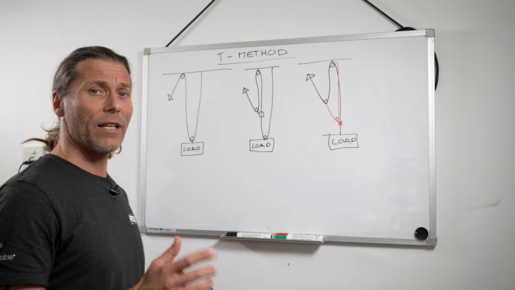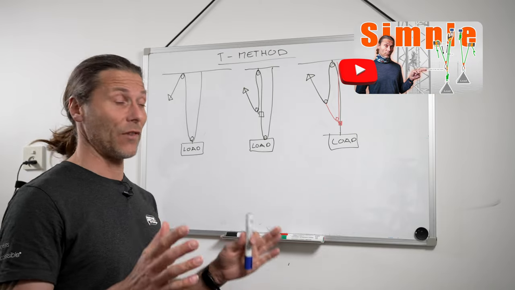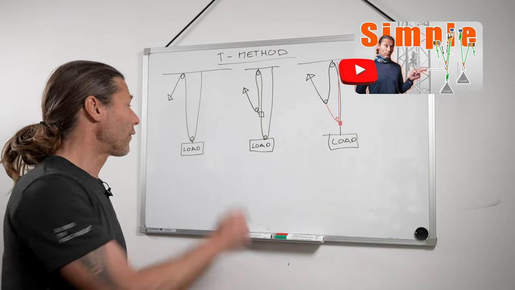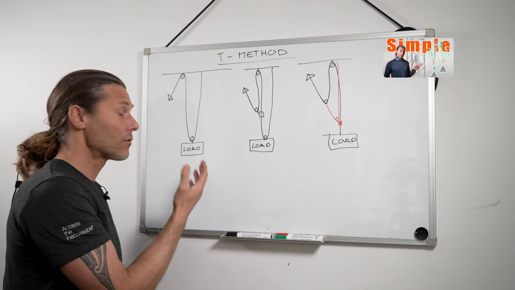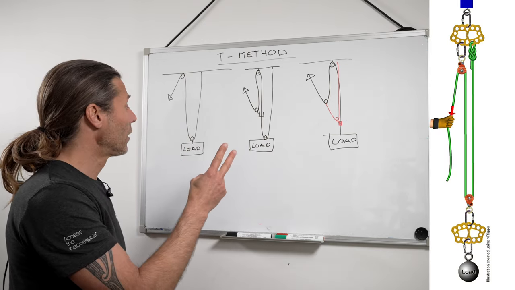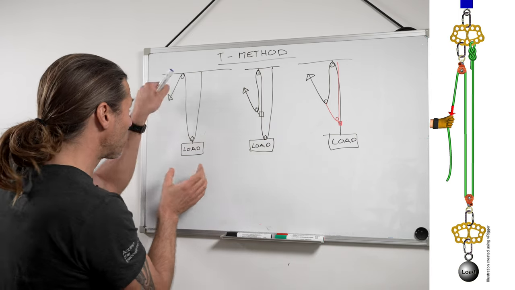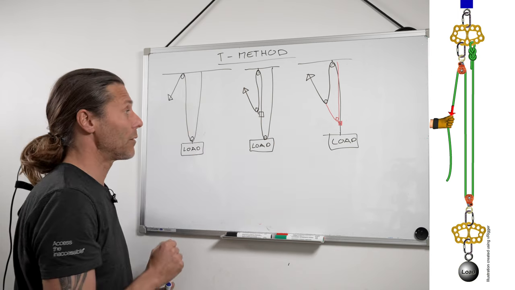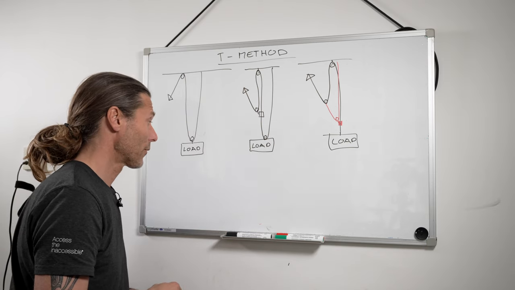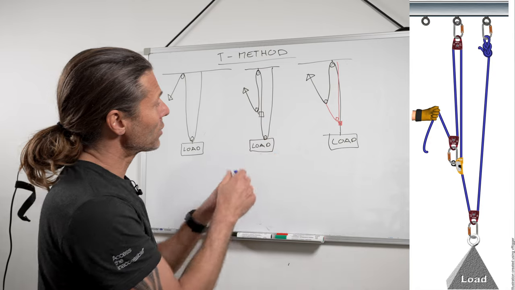As you could see in the simple mechanical advantage video, we know that if we put a line here, we cross 2 ropes. So it's a 2-to-1. How do we know it's simple? Because if I pull here, the load and the pulley will move up at the same speed in the same direction. It's simple.